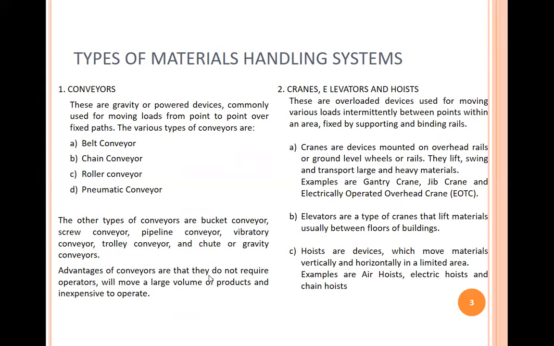Advantages of conveyor are that they do not require operators, will move a large volume of products, and is inexpensive to operate. 2, cranes, elevators, and hoists. Ito may operator. These are overhead devices used for moving various loads intermittently between points within an area, fixed by supporting and binding rails. So A, cranes are devices mounted on overhead rails, mga rails sa itaas, or ground level wheels or rails. They lift, swing, and transport large and heavy materials. Examples are the gantry crane, eve crane, and electrically operated overhead crane, EOTC.